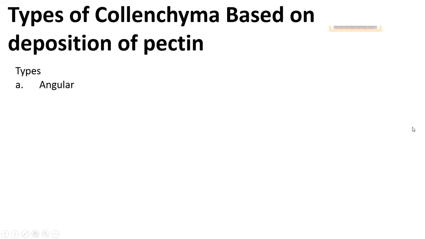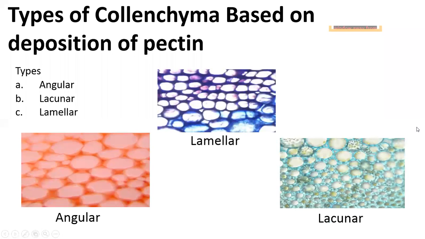Now coming to classification of Collenchyma. Collenchyma is classified into three types based on the place where the deposition of pectin occurs. Okay, so we classify them into angular, lacunar and lamellar. So what is angular? Angular is the one where in the Collenchyma cells, the angles will have the pectin deposition. As you can see here, angular ones. Angles will be having pectin.